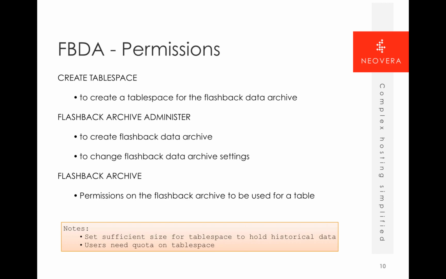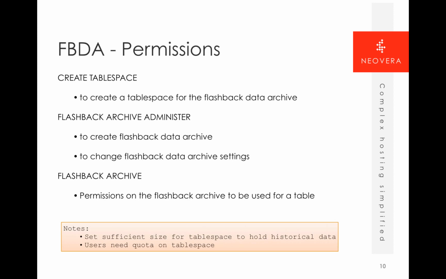Some of the permissions, when you start to implement this: obviously you need to create a tablespace, because you have to create a tablespace that's going to be assigned to a flashback data archive. So whomever's setting this up could be your DBA or administrator besides the actual owner of the table, if you so deem that. And then you have to have flashback archive administer if you're going to create the actual flashback data archives, or if you're going to change any of the flashback data archive settings. And then flashback archive is the permission on the archive that you create for tables to be able to use it. So you would grant a permission on flashback archive to a user, and then that allows that user to enable flashback data archive on the table, and to be able to use that flashback archive.